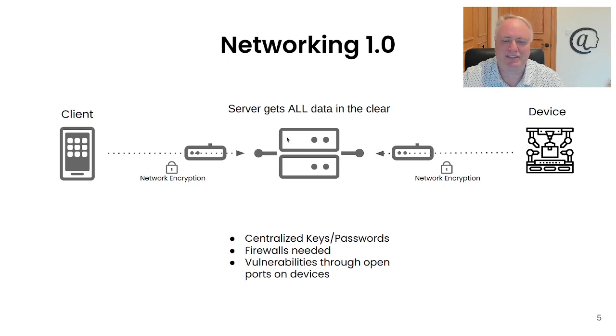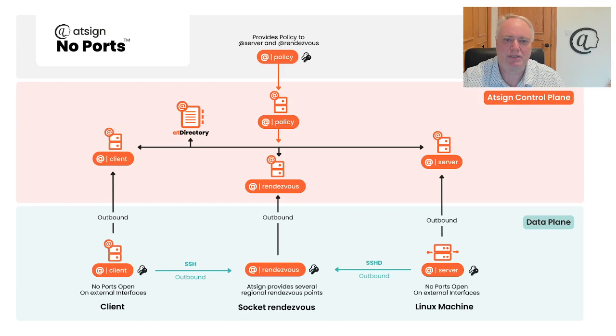It's client server. If you have a client, it speaks to a server, the server may speak to a device, everything's network encrypted, but you have to have open ports on the server. That's an attack surface. And you have to have all the data in the clear because the server has to have stuff in the clear so it can do stuff with it. How do we fix that using this control plane that we built? So that's effectively what we've done with no ports.